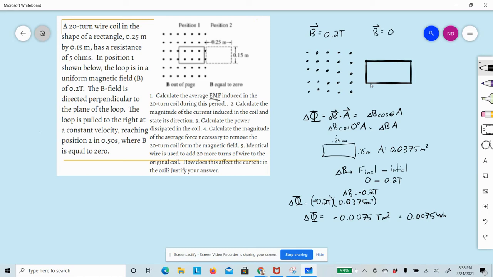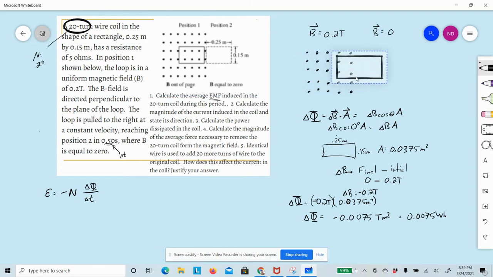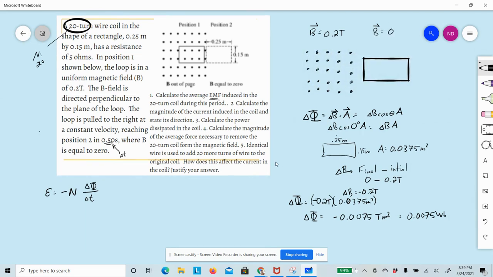Here's where Faraday's law comes in. Faraday's law says EMF, or epsilon, is equal to negative N, the change in flux with respect to time. What's N? N is 20 turns. N equals 20. N stands for the number of loops. And our time is a half a second. It goes from inside this region to outside this region in a half a second.